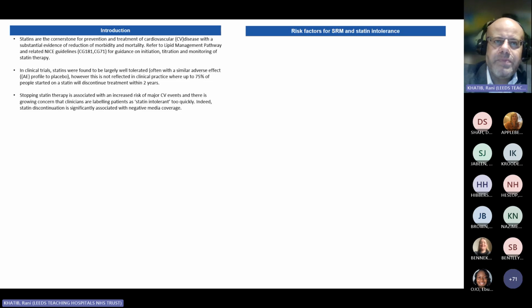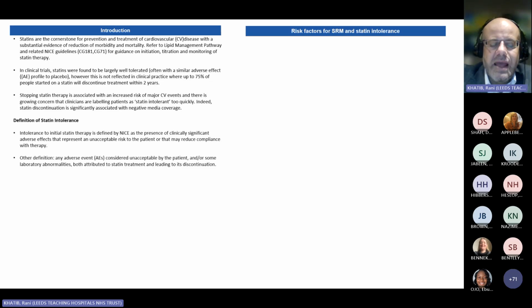It talks about how statins generally, in all trials, were very well tolerated compared to placebo. And it talks about how when statins were discontinued, there was increased risk of major cardiovascular events generally. Then it defines what statin intolerance is, which is defined by NICE as the presence of clinically significant adverse effects that are reported by the patient and represent an unacceptable risk to the patient or that may reduce adherence with therapy.